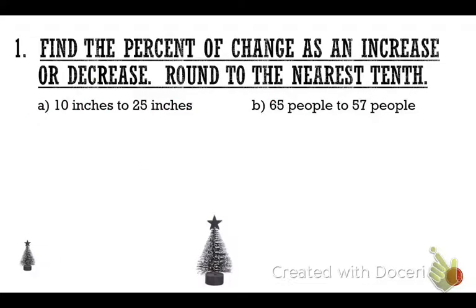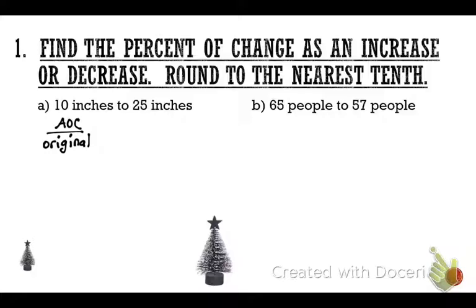This asks us to find the percent of change as an increase or a decrease and round to the nearest 10th percent. As you can see here, there was a little tiny Christmas tree. It started off at how many inches? 10 inches. And then at the end, it was how many inches? 25 inches. Do you think that tree increased or decreased in size? It did increase in size. So we're going to start off by writing our formula. If everyone would write this down, please. AOC, the amount of change, divided by the original amount.